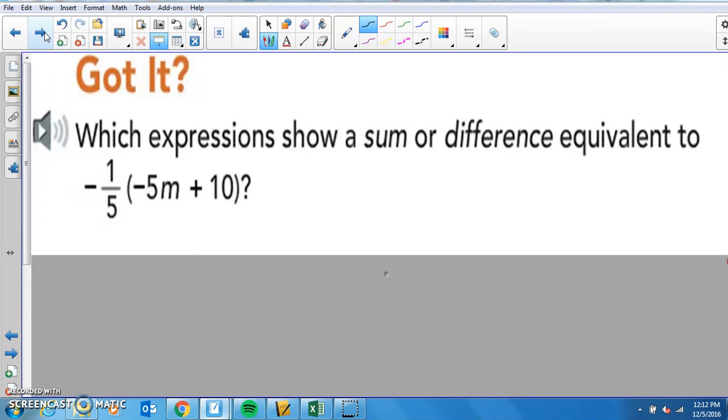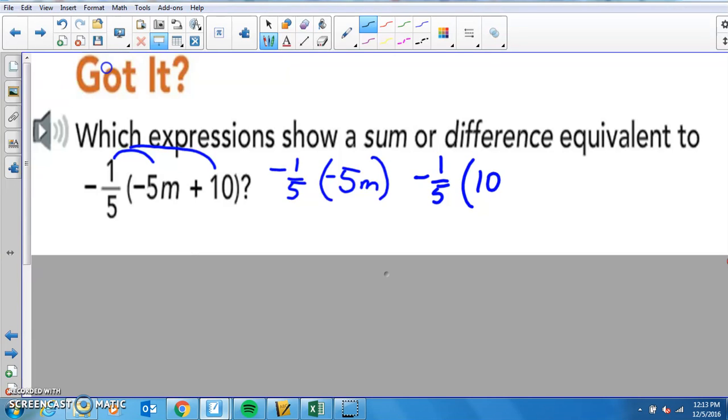All right. This one says, which expression shows a sum or difference equivalent to negative 1/5 times negative 5m plus 10. Now, I'm going to work through this one with you because I want to show you how we work with the fractions, even though we've talked about it before. So we know that we're going to distribute this negative 1/5 to each thing in the parentheses. So we're going to distribute that negative 1/5 times the negative 5m. So I'm going to write it like this. Then we're going to distribute that negative 1/5 and multiply that times the positive 10.